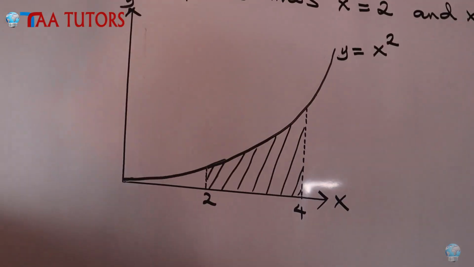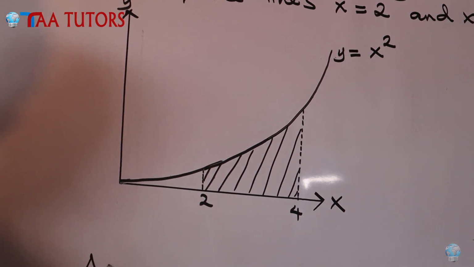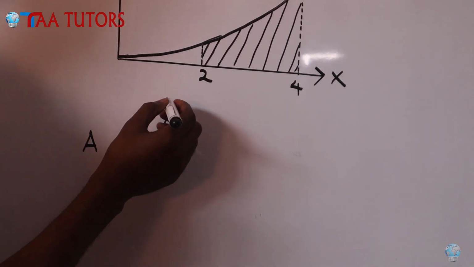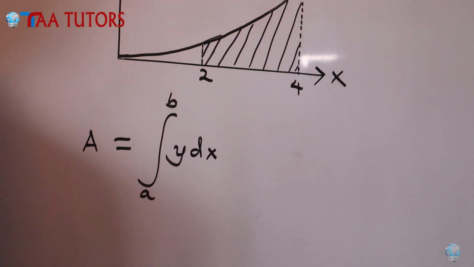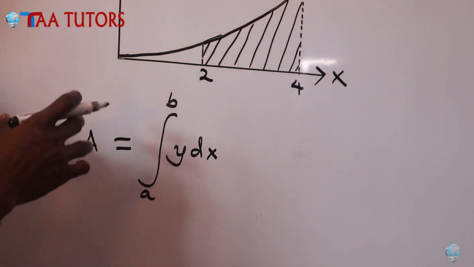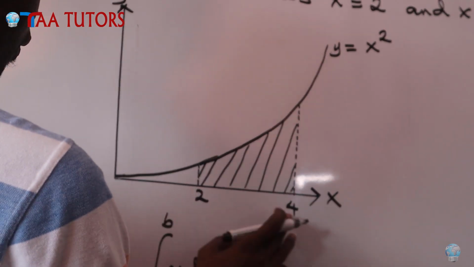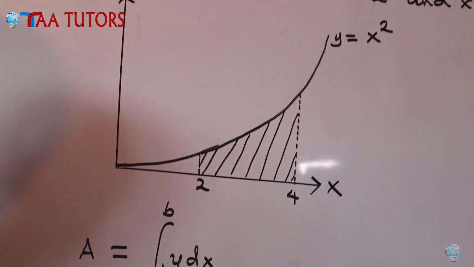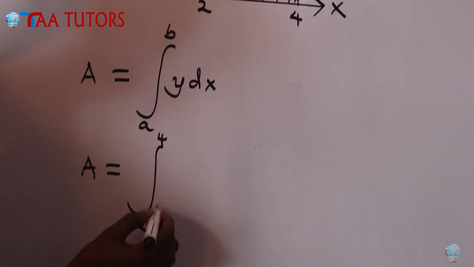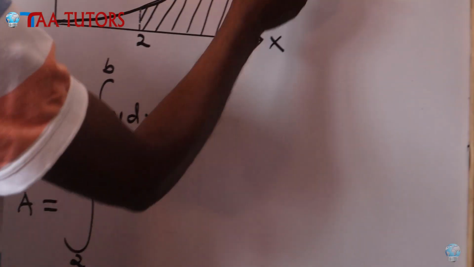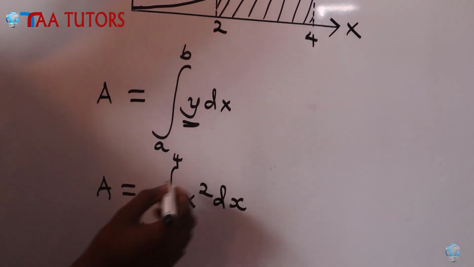Now for us to get that area, I said the formula for getting the area of an enclosed part is the integral from a to b of y times dx. Realize that we can transform what we have here to what we have here. The limits: b is 4, a is 2. So I'll say the area here will be the integral from 2 to 4. Now the value of y here is x squared, so I'll say x squared dx.